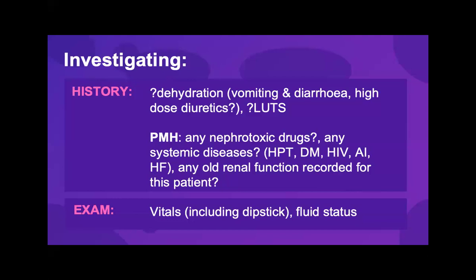On examination, it's important to get your vitals, including a urine dipstick. You're looking for hypertension, hypotension, maybe if they're severely dehydrated. On the dipstick, you're looking for hematuria, proteinuria, or a UTI. You should also be assessing your fluid status and looking for any signs of systemic disease.